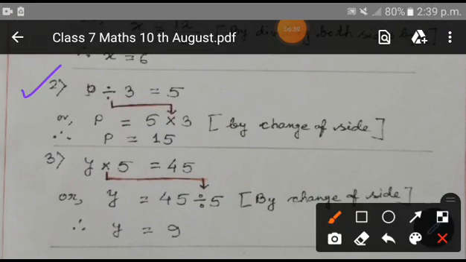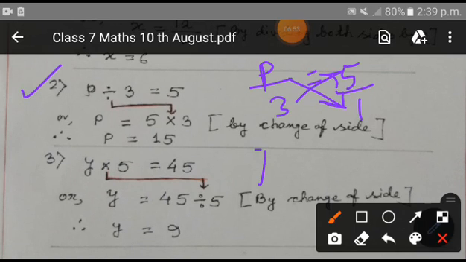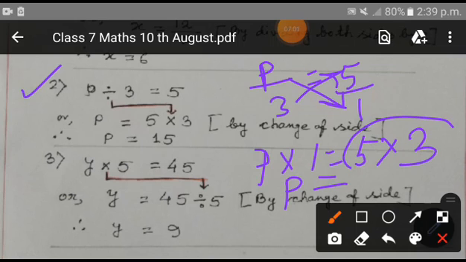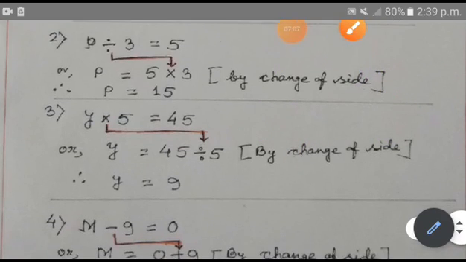Now p divided by 3 equals 5. Here, p divided by 3 means what? p by 3 is equal to 5. By 5 means in the denominator you have 1. So now when you cross multiply, you will get p into 1 equals 5 into 3. Now p into 1 means p. So p is equal to 5 into 3, which means 15. Understood? So in this way we have found the value of the unknown variable. Next one.